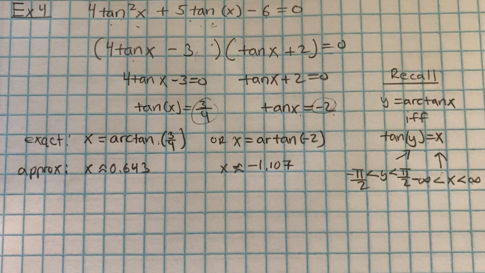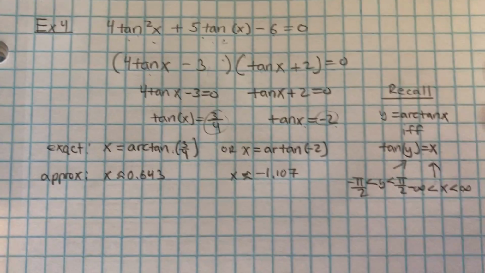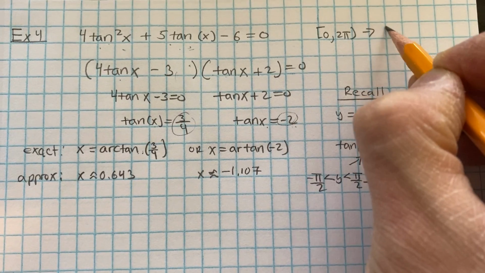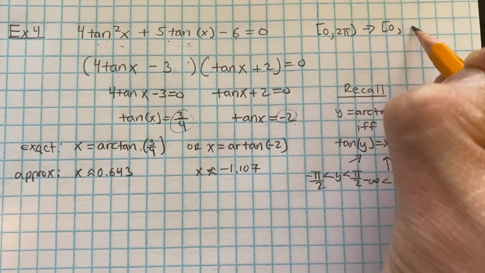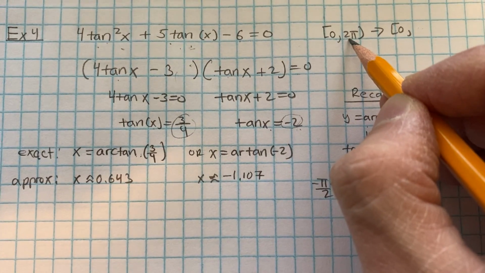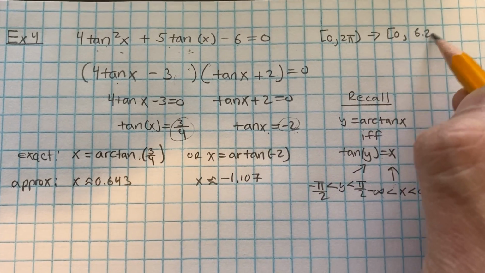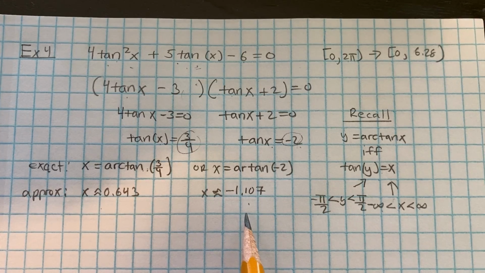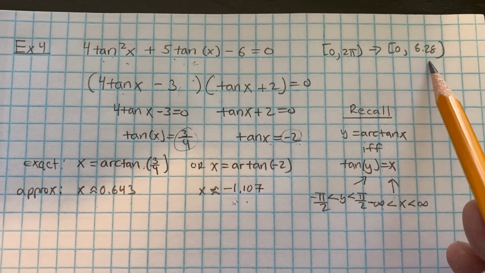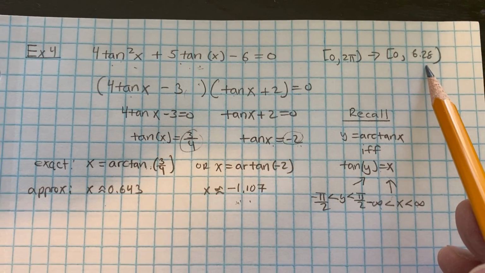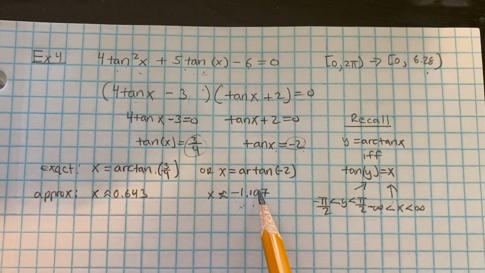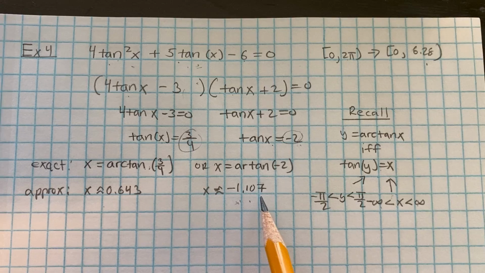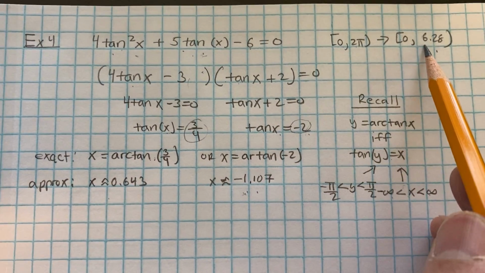1.107. Okay, so at this point, you think you're done. Remember, the interval is from 0 to 2 pi. This is from 0 to about 2 times 3.14, that's about 6.28. Actually, this number right here does not fall in this range from 0 to 6.28. So I'm just going to keep it here for a second because you will see that we're going to find another solution. This number clearly does fall in that range.